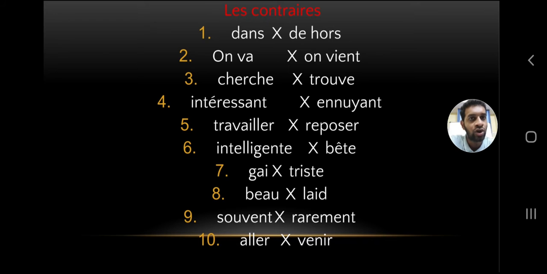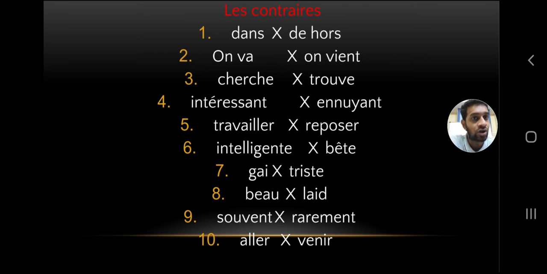The second one, on va, on vient. The verb aller is conjugated with the subject on, which means we go. On va, we go. The opposite is on vient, we come. For example, on va à la plage. On vient chez toi. So that's on vient.